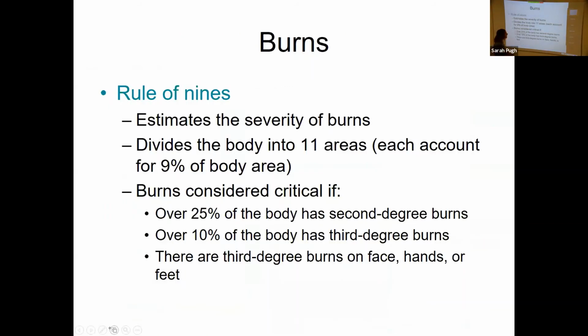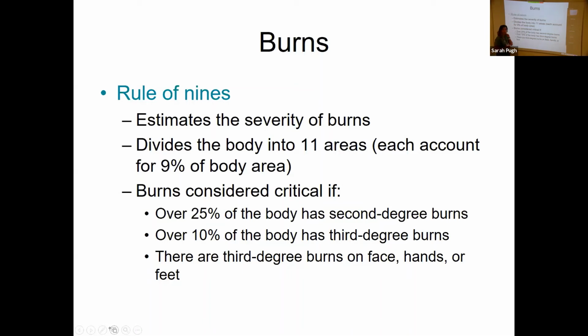And so that burn of hers would have been classified as a critical burn. And the reason is we use something called the rule of nines. The rule of nines is how we estimate whether a burn is critical or not, how severe it is. What we do is we divide the body into 11 areas. Each one is 9%. That's why it's the rule of nines, right? 11 times 9% is 99%. The other 1% is coming from the perineal region. So this is that anogenital area.